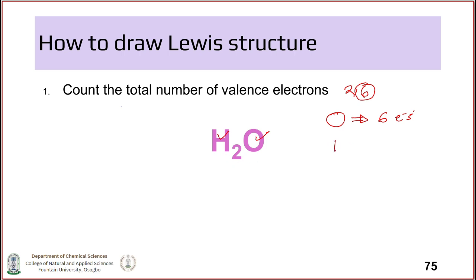There are 2 hydrogen atoms, so one hydrogen, the second hydrogen. Of course, each one of them will have only one valence electron. So one valence electron for the other hydrogen atom. If we add them together, we're going to have a total of 8 valence electrons for water. So let's proceed from there.